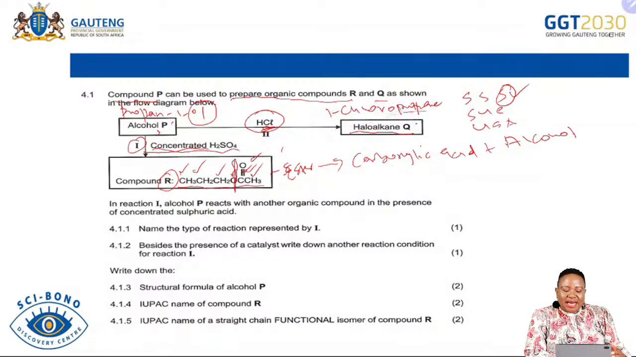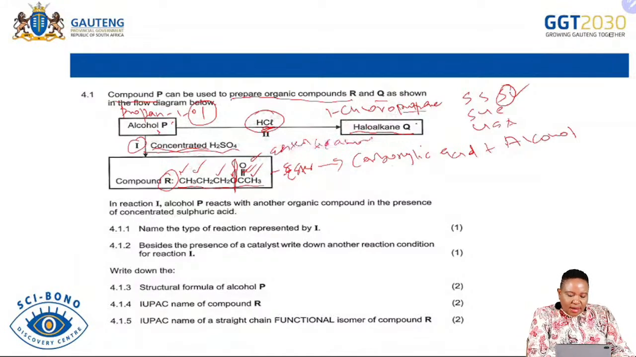So by just looking at the ester, we can go back and identify our alcohol and also get what? Our haloalkane. So we know that this is a substitution reaction and this is esterification, because it's the formation of what? It's the formation of an ester.